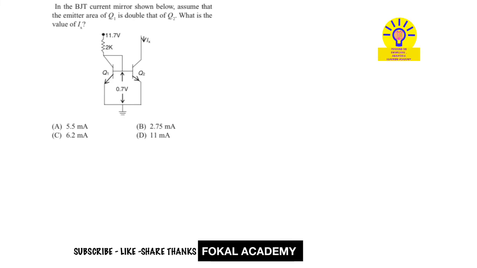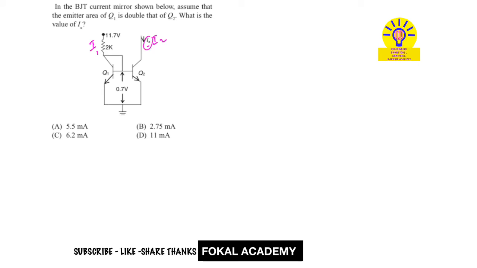See here in this problem, the BJT current mirror circuit is shown below. Assume that the emitter area of Q1 is double that of Q2, so the area of Q1 is 2 times the Q2 emitter area. Then what is the current in the Q2 transistor? Let us assume that in the Q1 transistor the current is I1 and this is I2 or Ix. We want the Ix value.